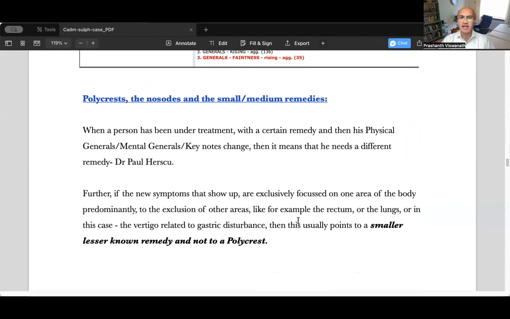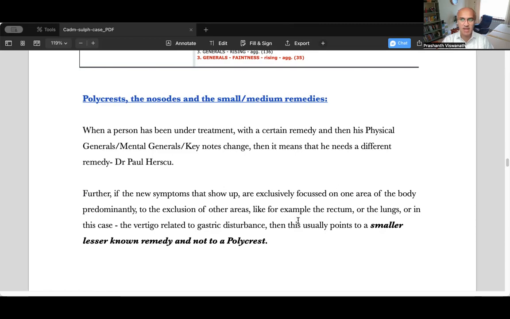So what he talks about is that when a certain person has been under treatment with his treating physician for a long time with a certain remedy, it is not advisable to change the remedy unless and until certain things happen. Okay. Now, what are those certain things? Those are that his physical generals, his mental generals, and his keynotes change. Only then he needs a different remedy. This is the first thing that Dr.